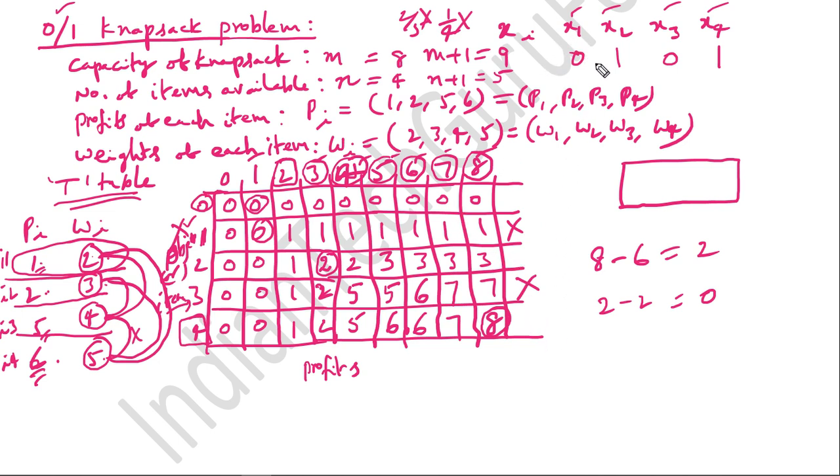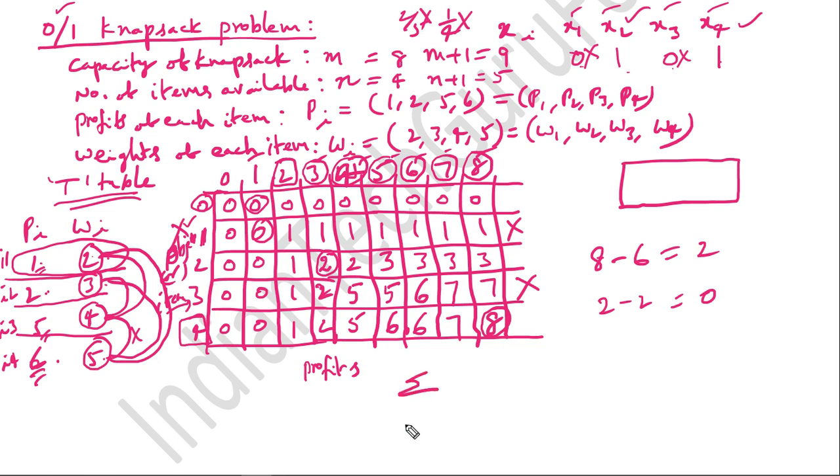Now what are the values of x1, x2, x3, x4? 0, 1, 0, 1. What does it mean? We have completely inserted item number 2 and item number 4 inside the knapsack, and we have completely discarded item number 1 and item number 3. So now what is the profit we are going to get?